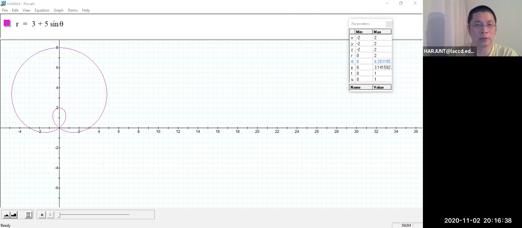So these are the three graphs we did earlier. Now, what I will do next is I will do the analysis on this 4 plus 4 sine theta. Oh, it's cardioid. I found it. Cardioid comes from the word cardio, which means heart. Heart is when it doesn't have a loop. So this is cardioid.